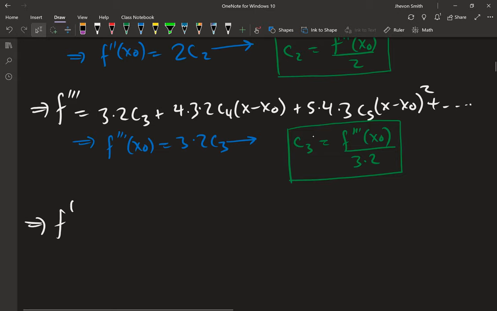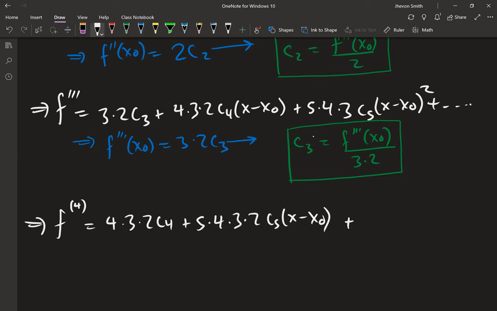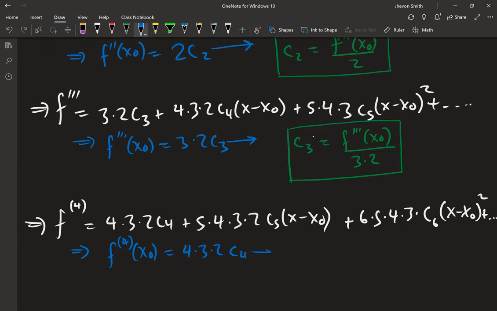Fourth derivative. This is going to be 4 times 3 times 2C4 plus 5 times 4 times 3 times 2C5 times (x minus x naught). You'll notice that the next term would give you 6 times 5 times 4 times 3, C6, times (x minus x naught) squared, plus dot dot dot. Plug this in. The fourth derivative evaluated at x naught will give me 4 times 3 times 2C4, which means my C4 is going to look like this.